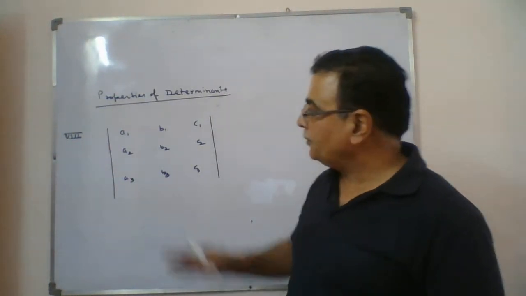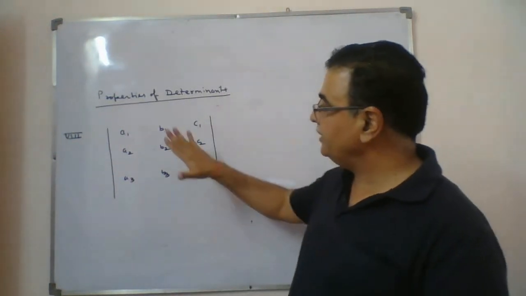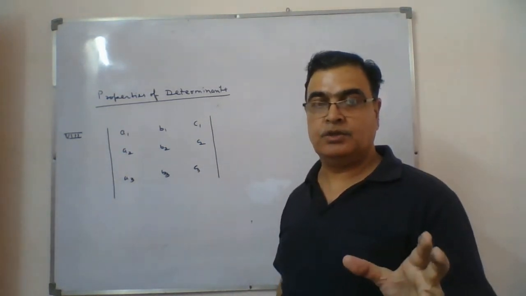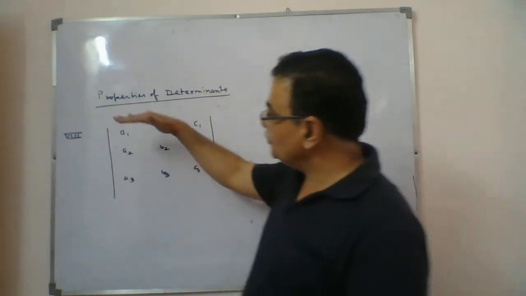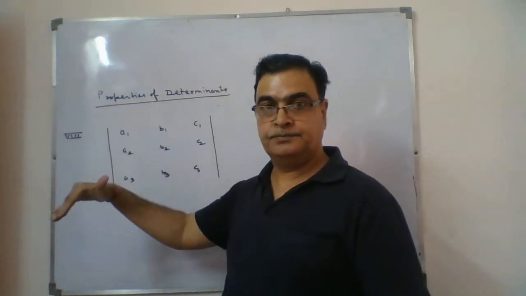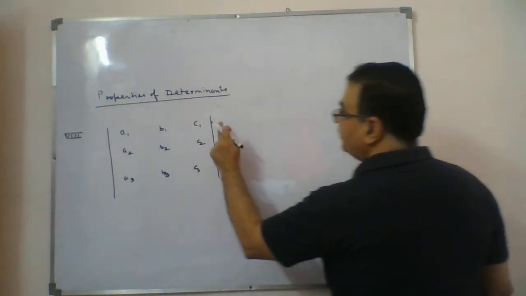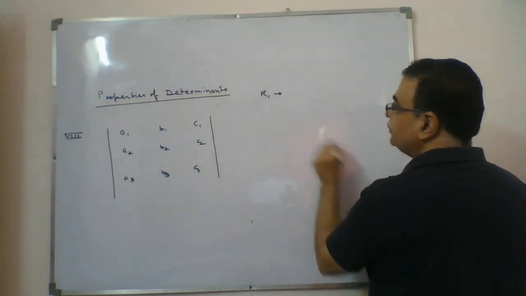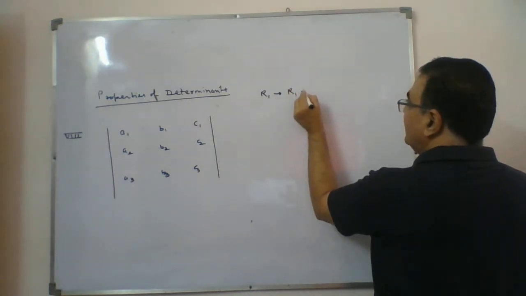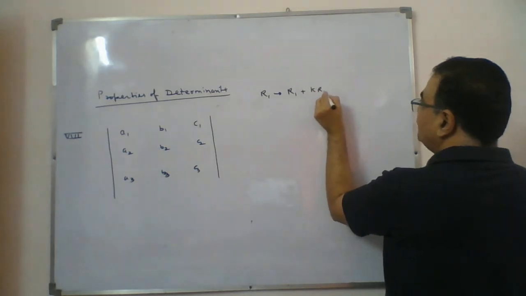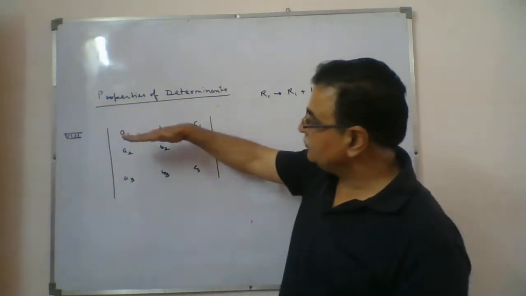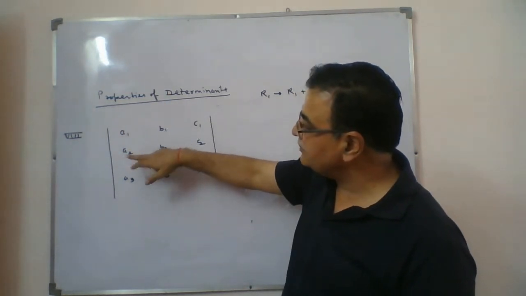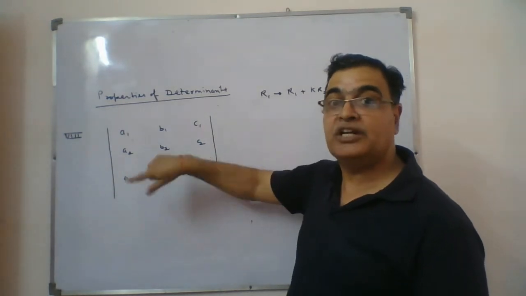Now next property, property number 8, says that in a determinant you can apply a certain operation. What that operation is, you can take any one row. For example, I am saying row number 1, so it is R1. In row 1, I can add k times R2. This is the first row. In this, I am just adding the elements of the second row by multiplying them by k.